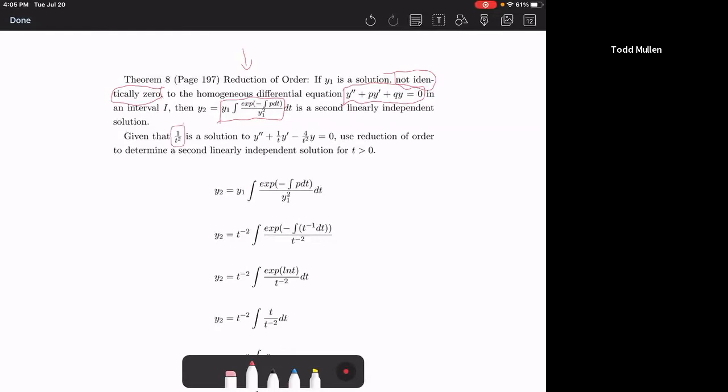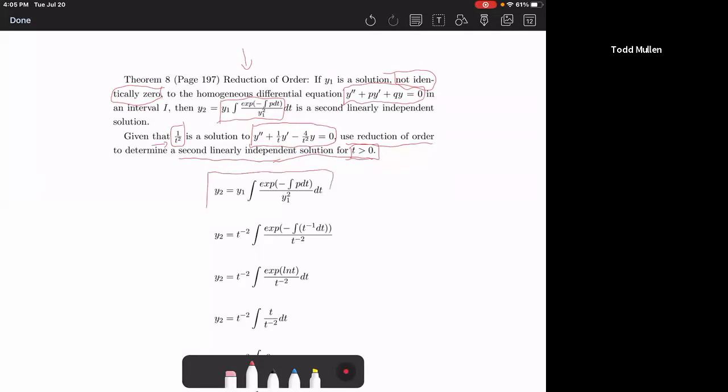We're going to say that given that 1 over t squared is a solution to y double prime plus 1 over t y prime minus 4 over t squared y equals 0, and you can check that yourself if you like. But given that that's one solution, how are we going to find another one? Use reduction of order to determine a second linearly independent solution for t greater than 0. And again, of course, t can't be equal to 0, so we had to choose either greater or less than, because it's in the denominator.